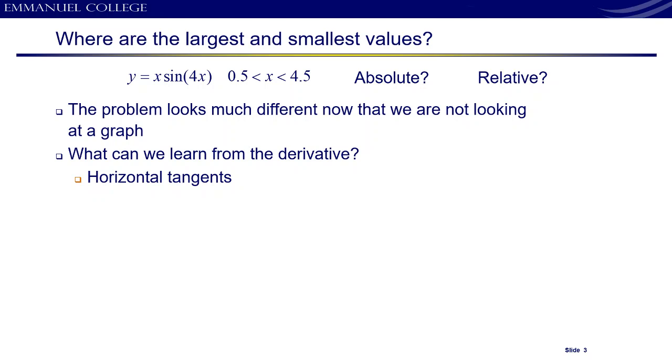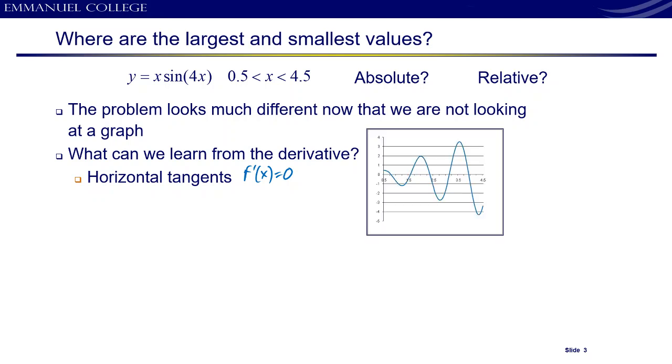Because if there's a horizontal tangent, remember that means the derivative is equal to 0, which means it goes either from increasing to decreasing or decreasing to increasing, or on the very odd occasions, it's increasing, stops, and then increases again, or the same thing for decreasing. So there's what our graph was. That was what we just dealt with.